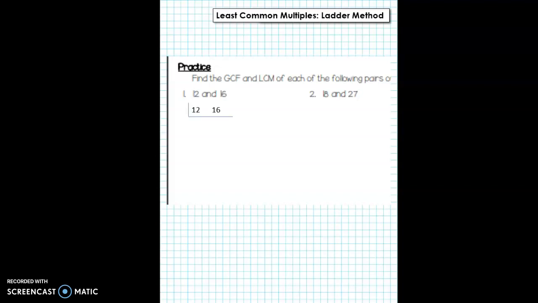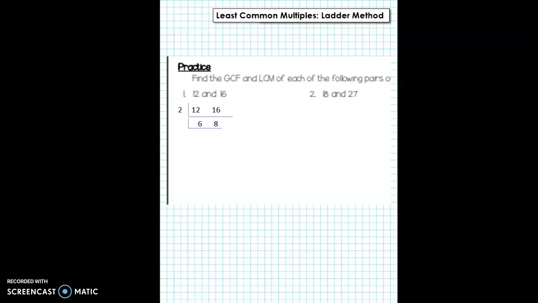We're going to use the ladder method for this one. Set it up, 12 by 16. We're going to find the smallest factor that goes into both 12 and 16. So start with 2. Since 12 and 16 are both even, we can divide by 2. 12 divided by 2 is 6. 16 divided by 2 is 8. And make another division bar.